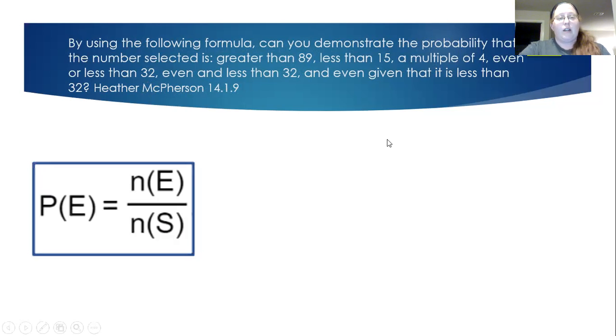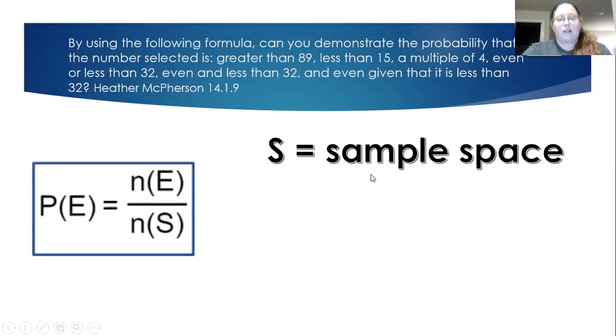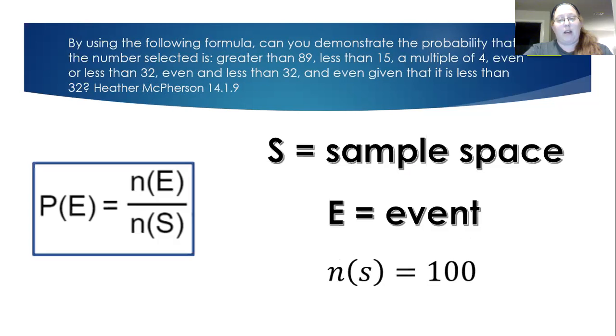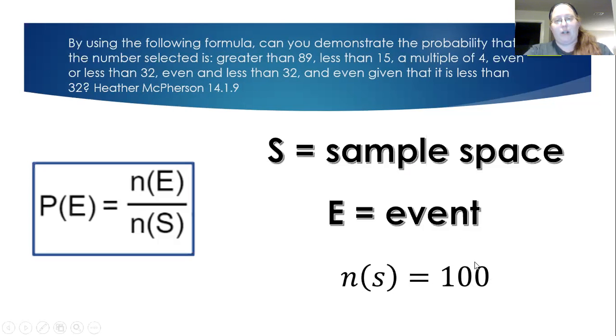So the formula here is P(E) equals N(E) over N(S). Wait a second. Those are letters I don't know. So how about we decide S is going to be the sample space. So anything that has an S, we know the sample space will be put there. And E equals the events. So in this example, the sample space is always going to be 100. So N(S) will always equal 100. And we'll need to know that for the following equations. So we're going to use this equation and know that N(S) is going to equal 100.